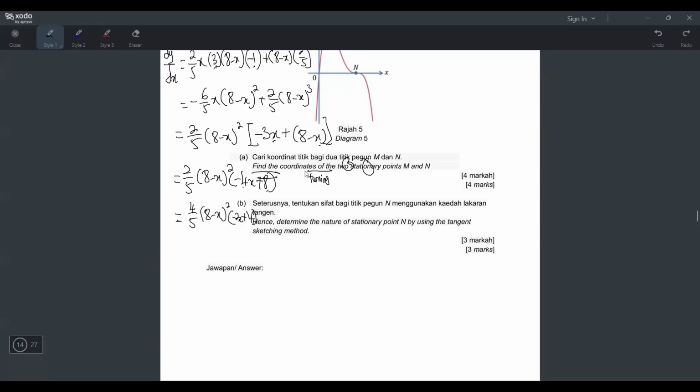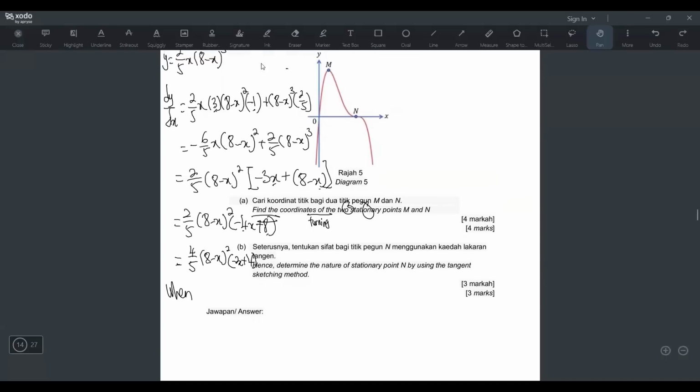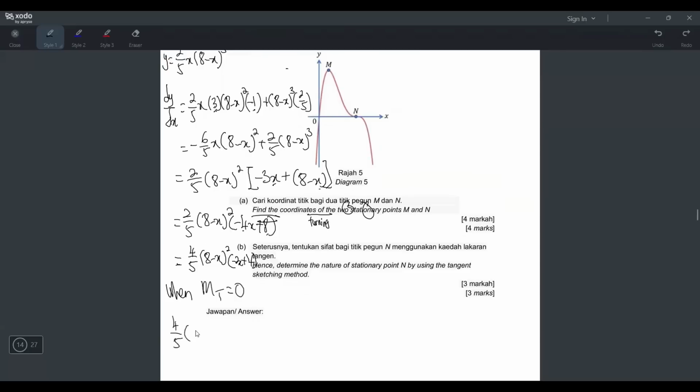Okay, now I will take the whole thing equals 0 because they want to find turning point. Let me explain why turning point equals 0. Because when I do turning point, it means the gradient of tangent equals 0. Gradient of tangent equals 0 means dy dx equals 0. So it doesn't matter whether it's minimum or maximum, the dy dx will be 0. So I'll just write, when the gradient of tangent is 0, it means dy dx is 0. So 4 over 5 bracket 8 minus x square bracket negative 2x plus 4 equals 0, right?